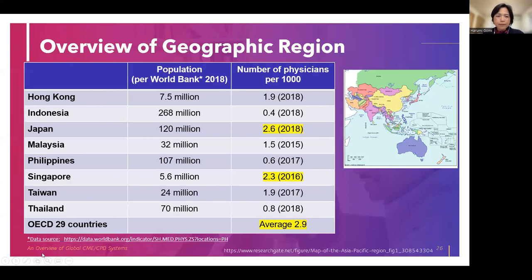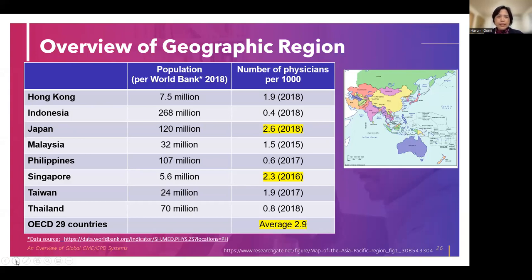Next slide, please. This is the summary slide showing the geographic region. As you can see, this is a summary table showing the population for each country and the number of physicians per 1,000 population. My presentation does not include Australia and New Zealand, primarily focusing on East Asia and Southeast Asian countries.